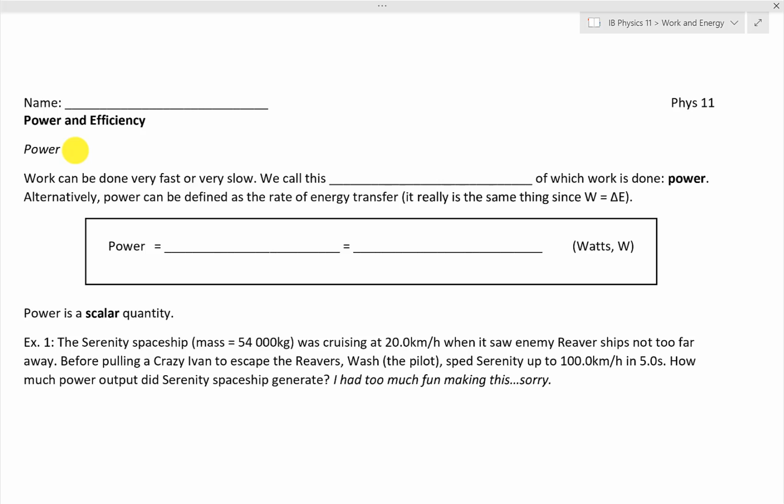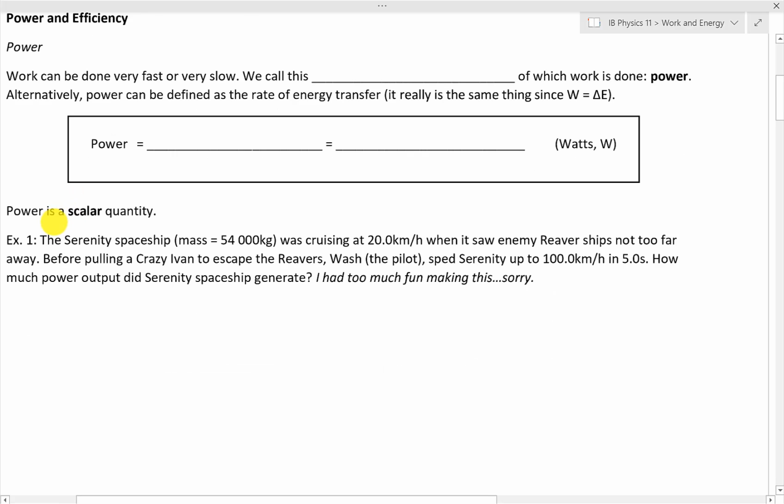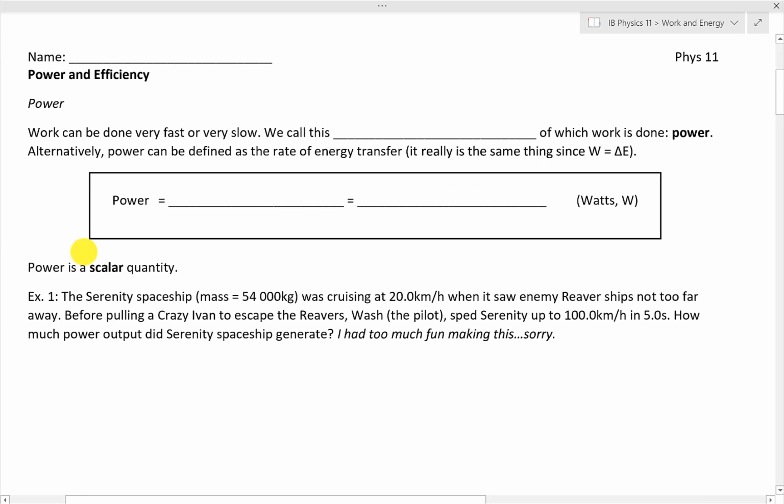In these videos we are going to talk about power and efficiency. This video specifically, we are just going to talk about power. So let's do a quick coverage of power before we go into an example.